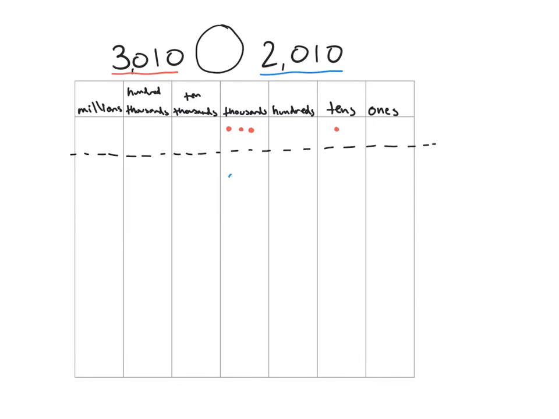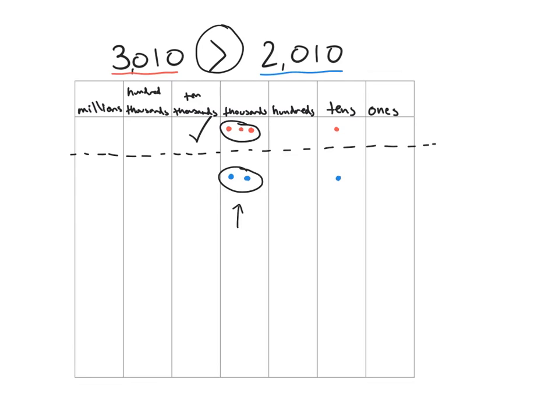And for 2010, we have 2 thousands, 0 hundreds, and 1 ten. So from looking at these two values in the place value chart, we know that in the thousands place, each one of these discs, so these discs in this column right here, are all equal. They're each worth 1,000. So since 3000 has more thousands discs than 2000, we know that 3000 is the larger number. And so we use the greater than symbol in our number sentence here. So it reads 3010 is greater than 2010.